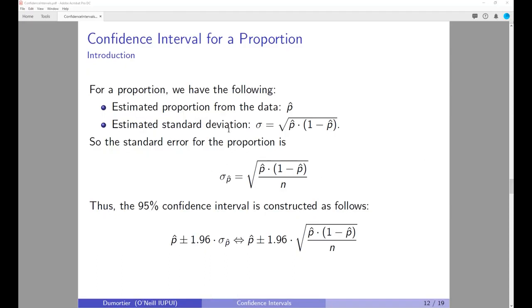So the standard error for the proportion, let's call this sigma p hat, is the square root of p hat times 1 minus p hat divided by n. The good thing about the confidence interval for a proportion is that we can actually use the standard normal to construct the 95%, 90%, or 99% confidence interval. We say that the confidence interval for the proportion is p hat, or whatever the estimated proportion is, plus or minus 1.96 times sigma p hat.